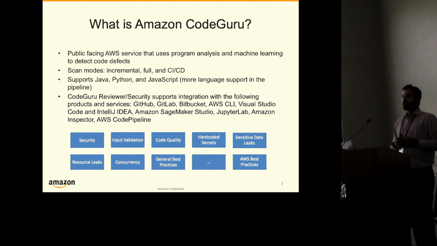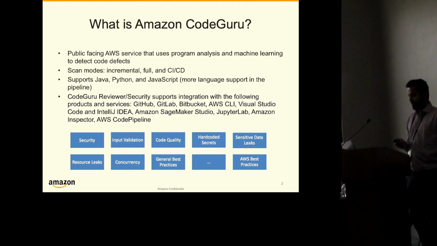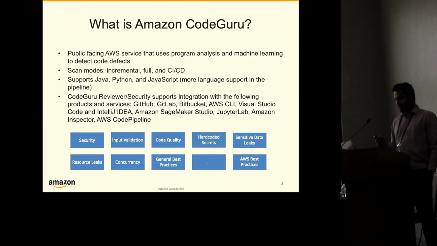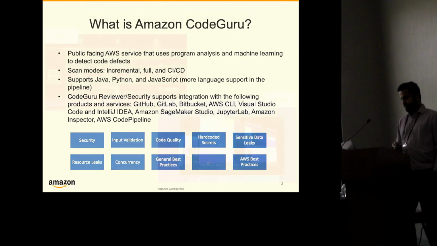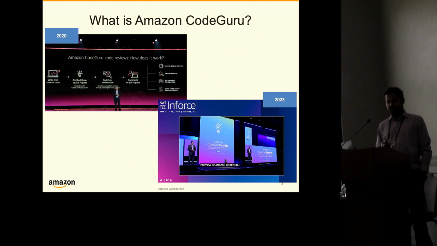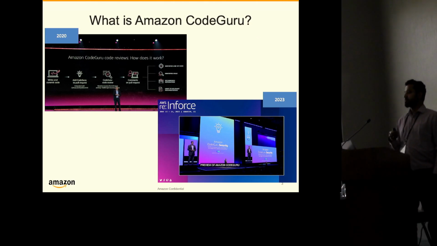And it supports different categories of recommendations. As you can see below, there are security recommendations, input validation, code quality, hard-coded secrets, sensitive data leak, resource leak, concurrency, general Java best practices, Python and JavaScript best practices and so on, as well as AWS best practices. We launched CodeGuru as a public-facing service in 2020. And then recently in 2023, we launched at re:Inforce AWS Security, which is about security recommendations in Java, Python, and JavaScript.